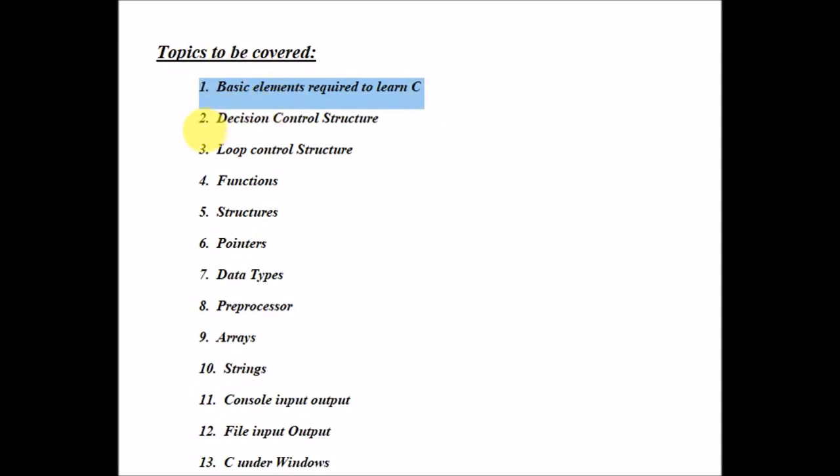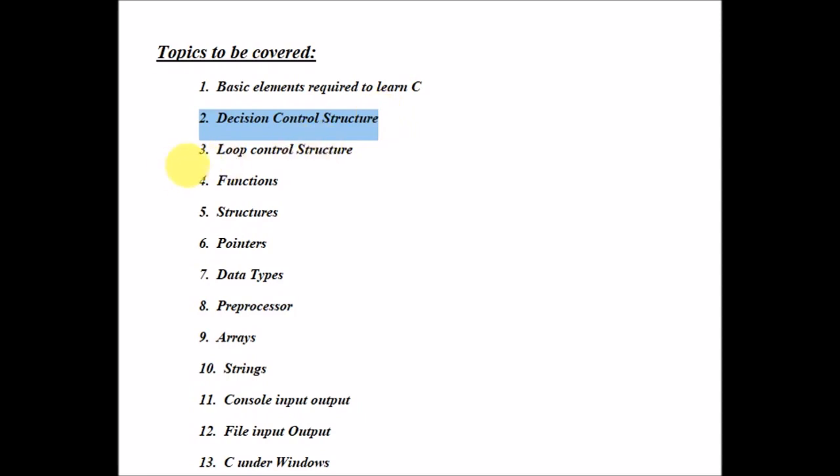Second topic which I'll be discussing will be on the decision control structure. So there are two types of this decision control structure. The first one is the if-else decision control structure. Second one is the switch decision control structure. I will let you know which decision instruction should be used when, the difference between these two decision control structures, that is if-else and switch, and which one is efficient when. And all these topics I'll be covering in my next session.